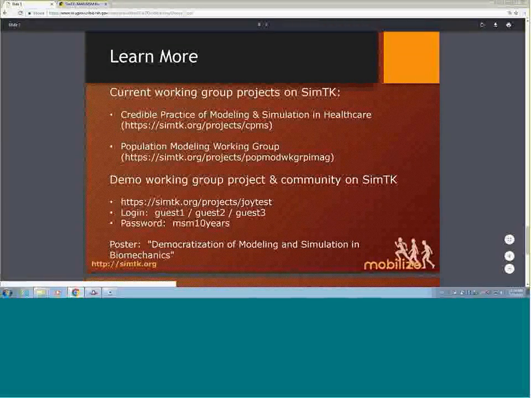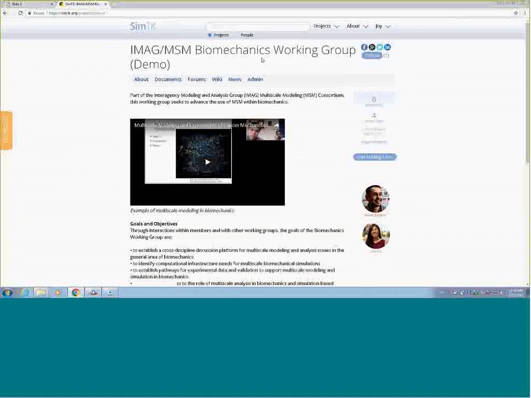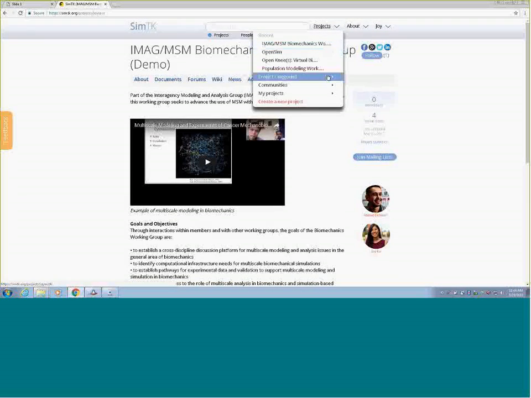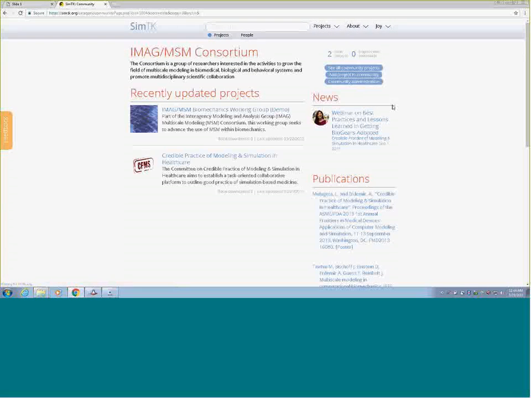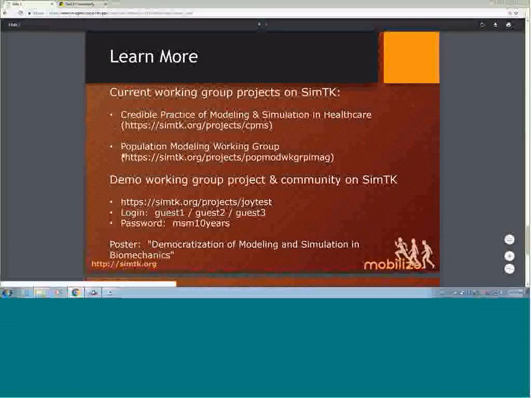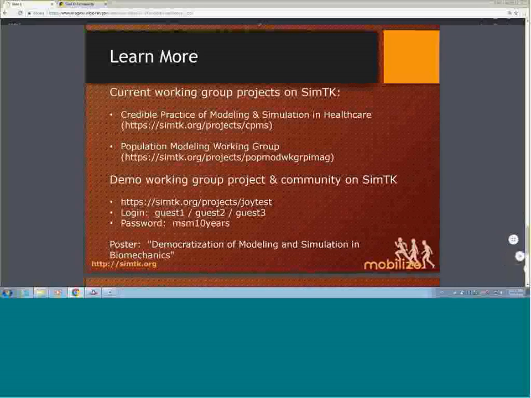Lastly, I did set up an IMAG MSM community just to give you a sense of what that would look like. And so right now I put in the demo project as well as the CPMS project here, and it's pulling in information from these two different projects to show here. Lastly, if you want to get more information, it has a poster on democratization of modeling and simulation in biomechanics that explains how you can use SimTK to enable that.